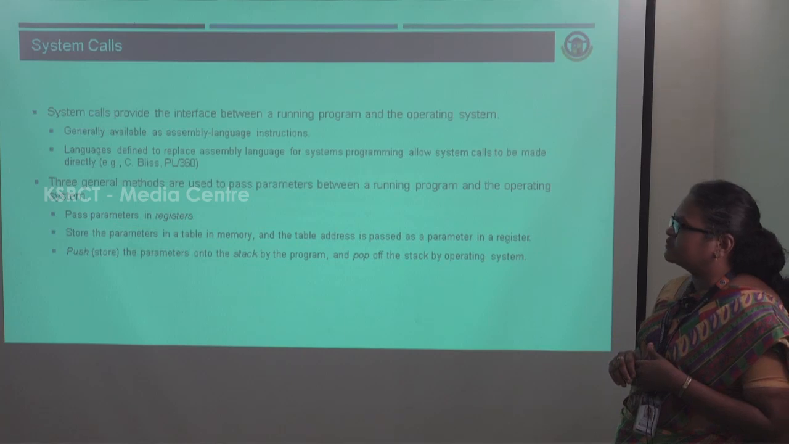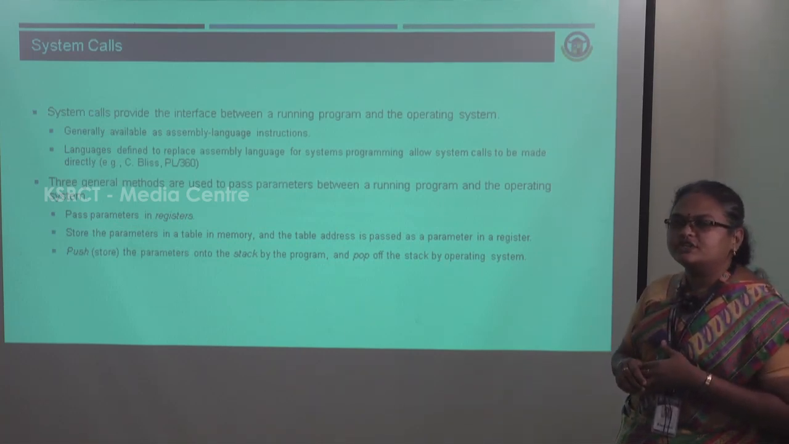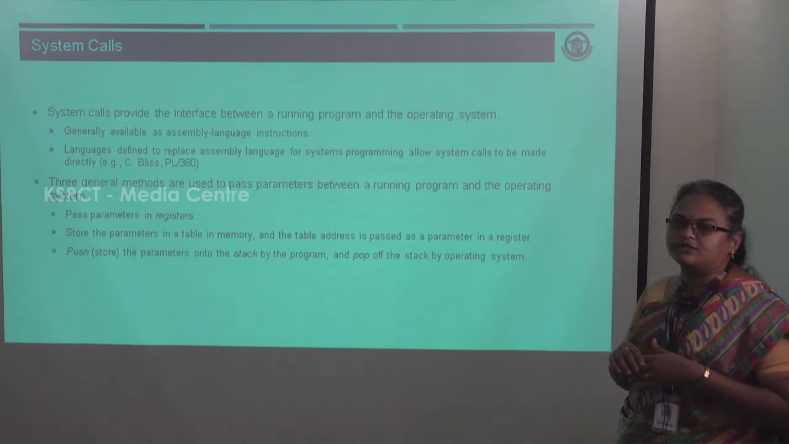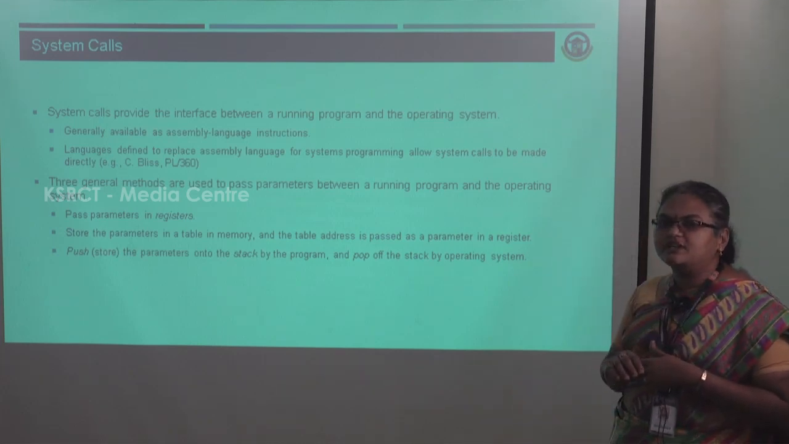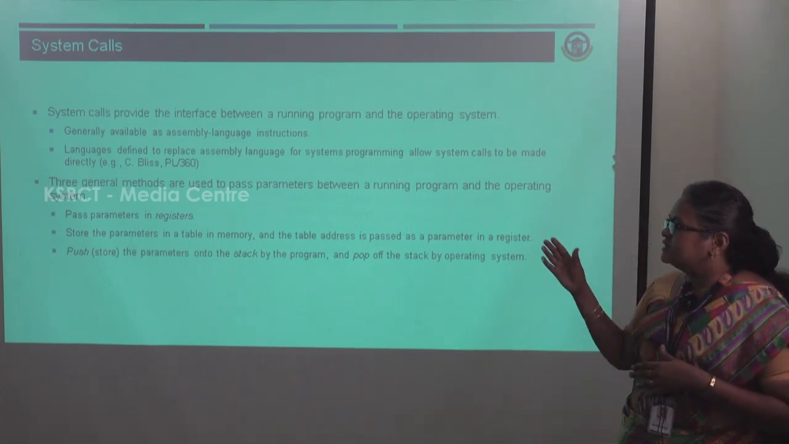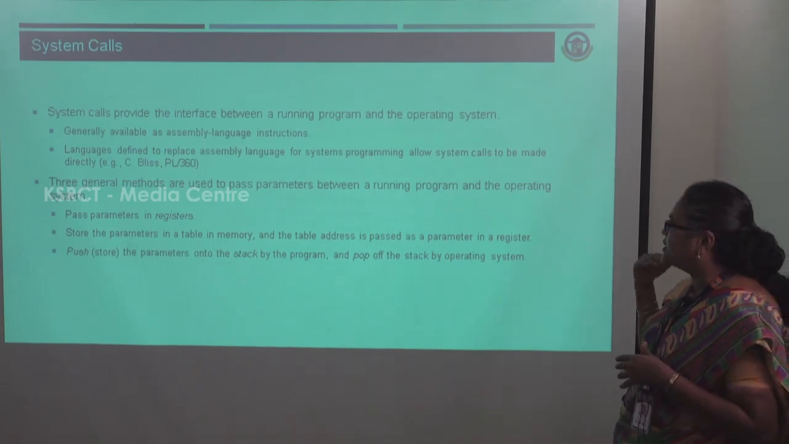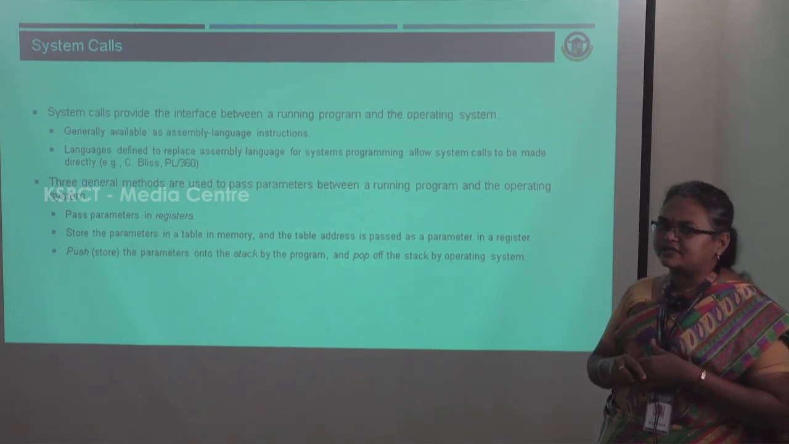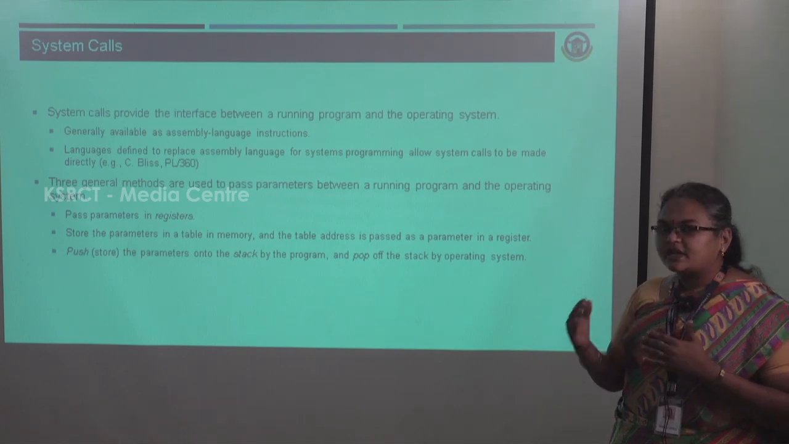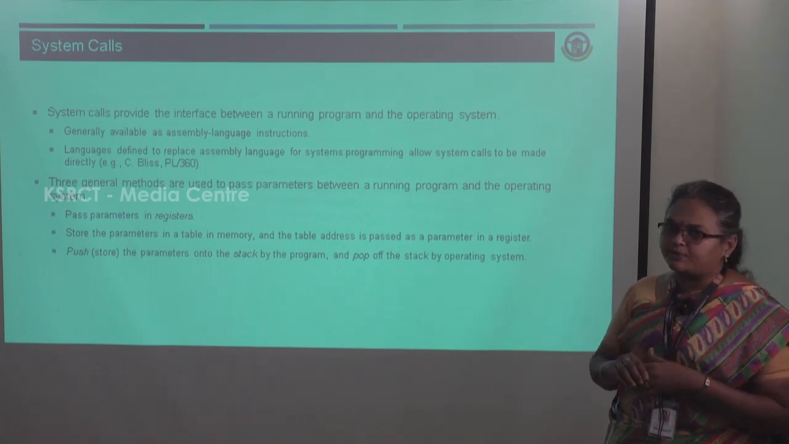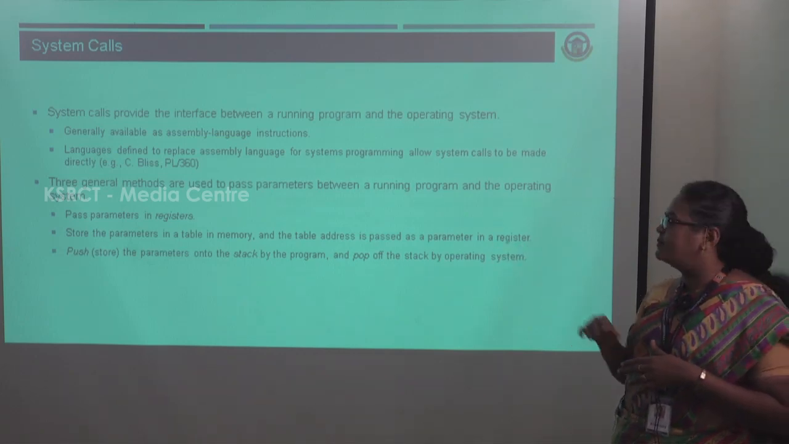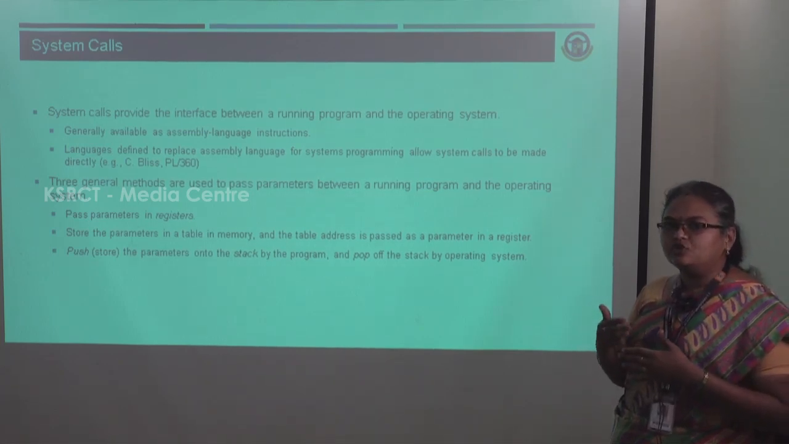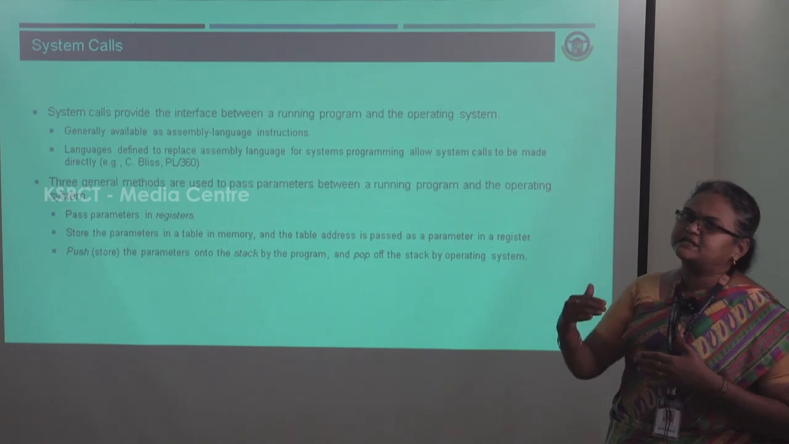And the next one, system calls. First of all, we have to see what system calls are. The system call is an interface between the user program and the operating system. The interface, we call it system calls. 3 general methods are used to pass parameters between the running program and the operating system. When the program is in execution, we call it a process. The process interacts with the operating system through some parameter passing. We are having 3 general methods for parameter passing. The first method is to pass parameters in registers. We are saving the values in registers, then the registers are passed as parameters.